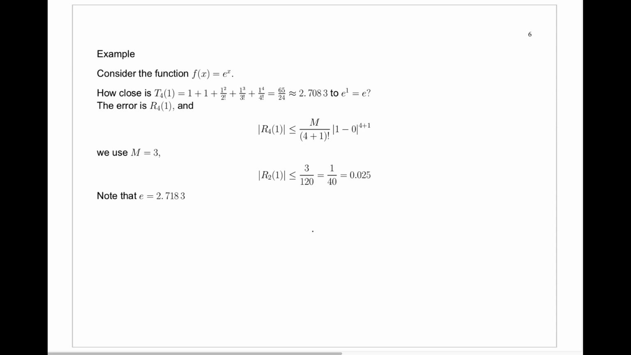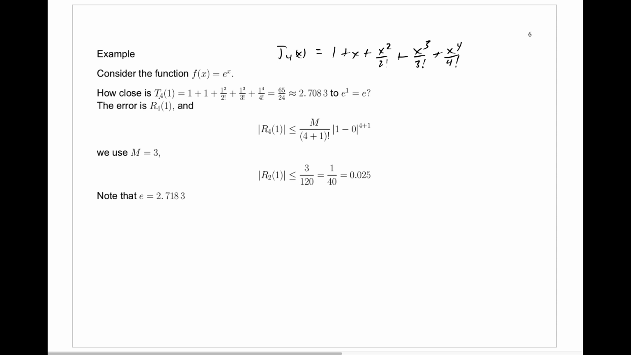Let's look at a similar example where f of x is the exponential function. How close is T4 of 1? Remember here T4 of x, the fourth degree Taylor polynomial for the exponential function, is 1 plus x plus x squared over 2 factorial plus x cubed over 3 factorial plus x to the fourth over 4 factorial.